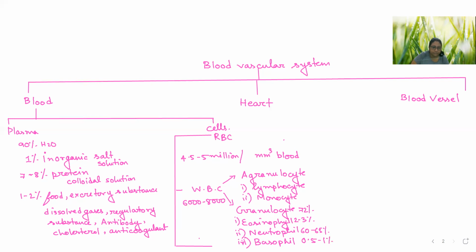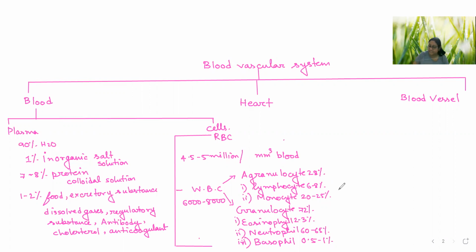Understood? So this is granulocyte. Apart from that, agranulocyte is approximately 28% of it, and out of that, the monocytes are 6 to 8%, and the lymphocytes are composed of 20 to 25%. Okay, so we will talk about each of them.